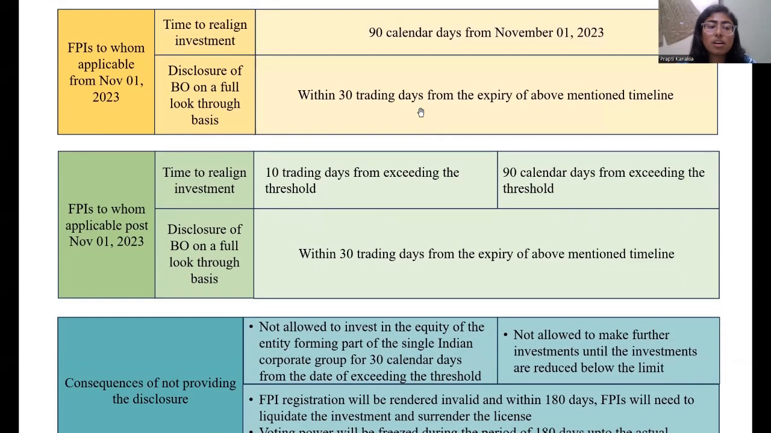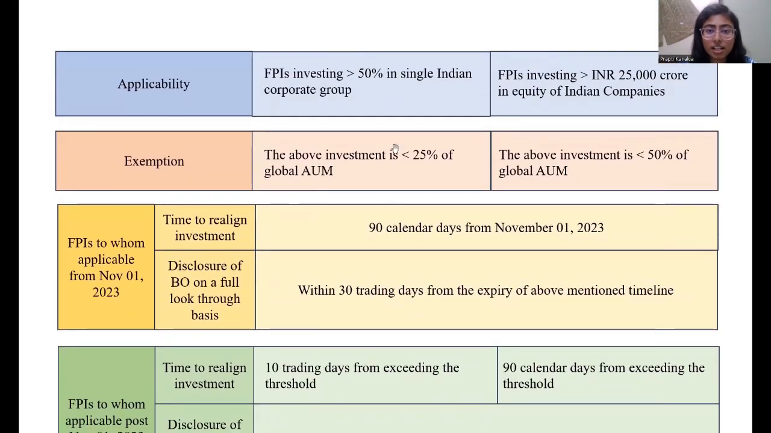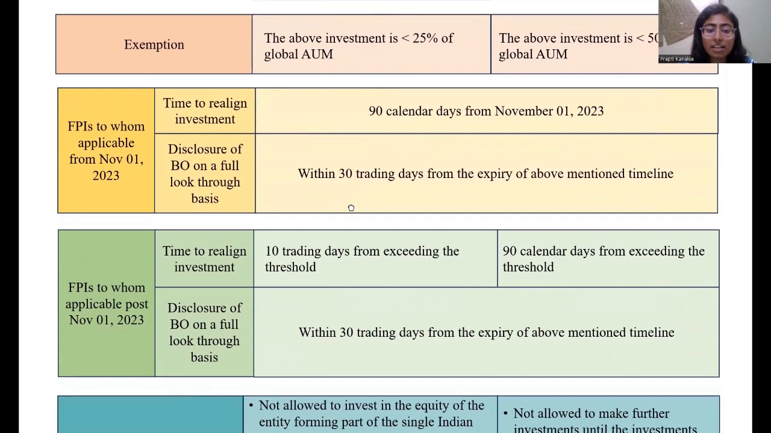Now, if after the applicability of the circular, the same becomes applicable to any FPI, in that case, the FPIs who have concentrated investment in a single Indian corporate group will have a timeline of 10 trading days to reduce their investments from that entity. If they don't, then they will be required to provide the disclosure within the next 30 days.